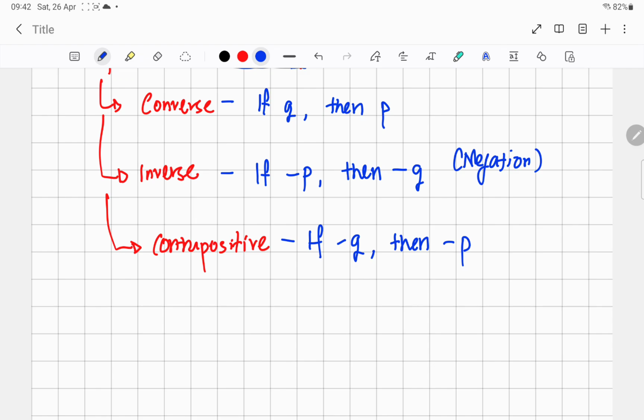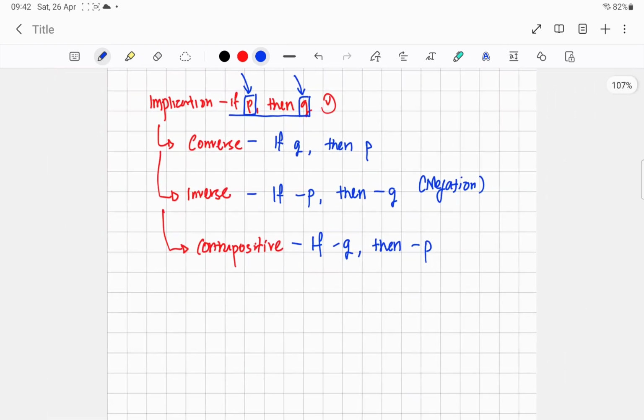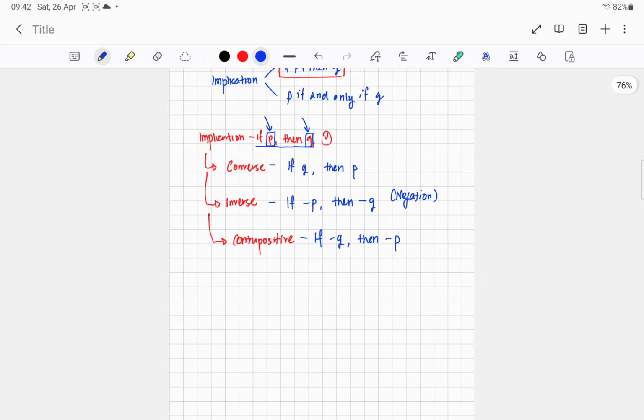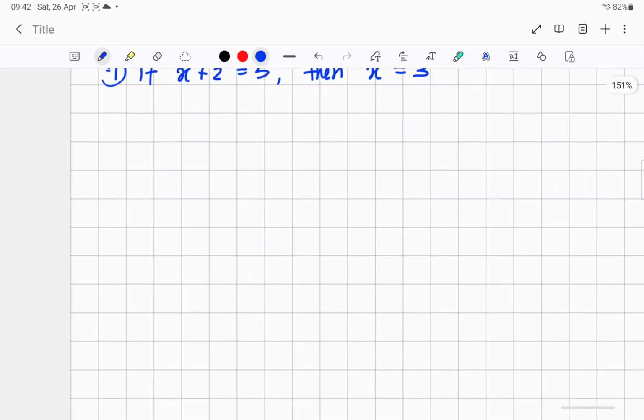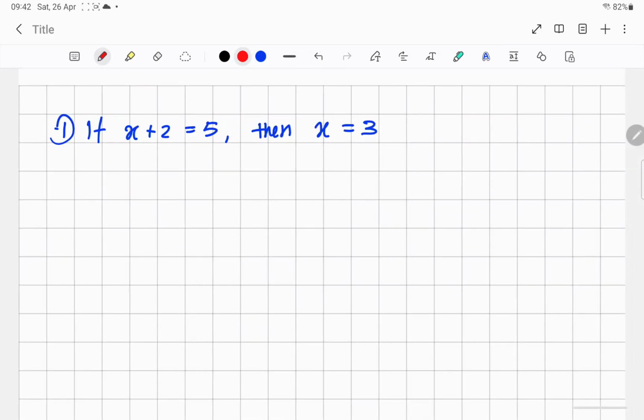This is about the contrapositive. Can you remember how to do it? If I give you one question like this: if x plus 2 equals 5, then x equals 3. I want you to make a converse, an inverse, and a contrapositive. I would like to introduce you to one method so that you don't need to memorize the formats of converse, inverse, and contrapositive so laboriously. You can use this method to help you.